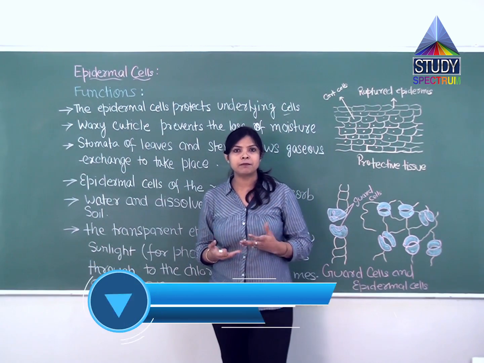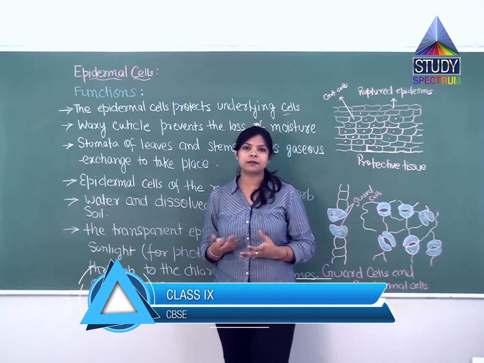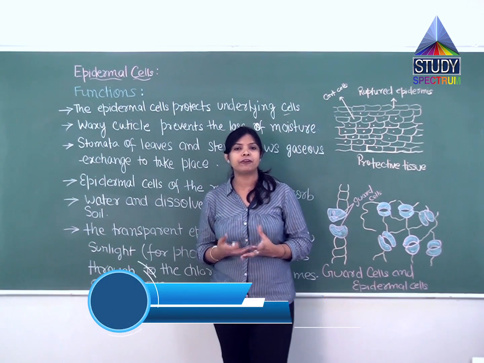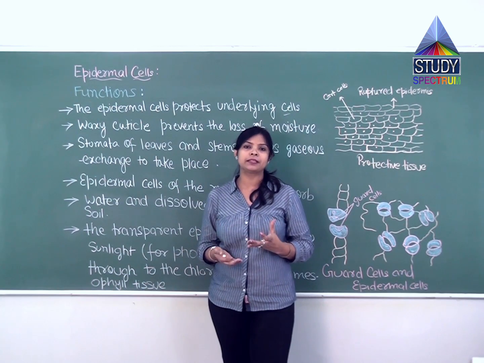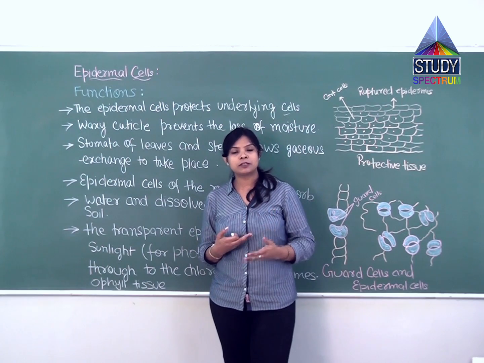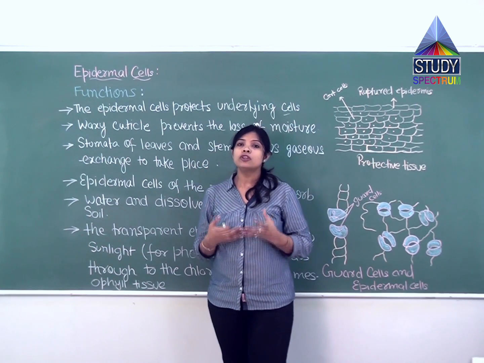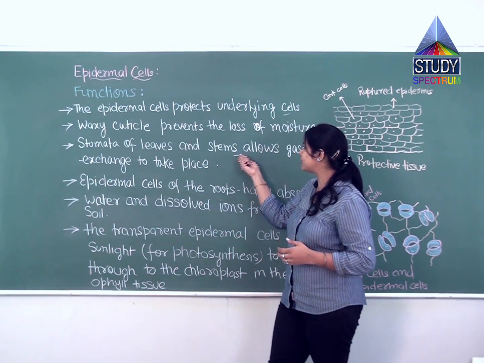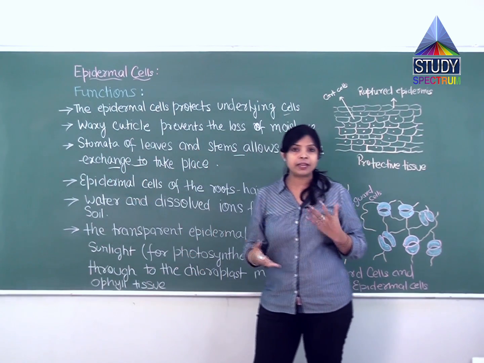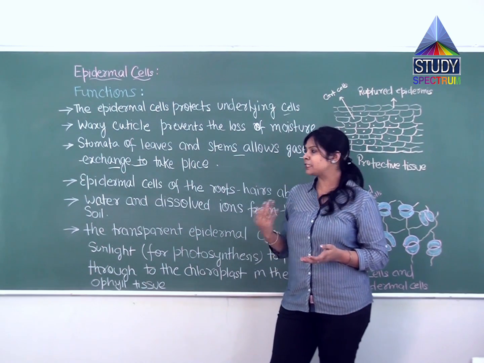Why? Because it is very important for the process of photosynthesis, the food making process in plants, in which these stomata absorb carbon dioxide from the atmosphere. Other than this, they are also responsible for the exchange of gases for respiration. So we can say that stomata of leaves and stems allow gaseous exchange to take place for the very important processes of photosynthesis and respiration.